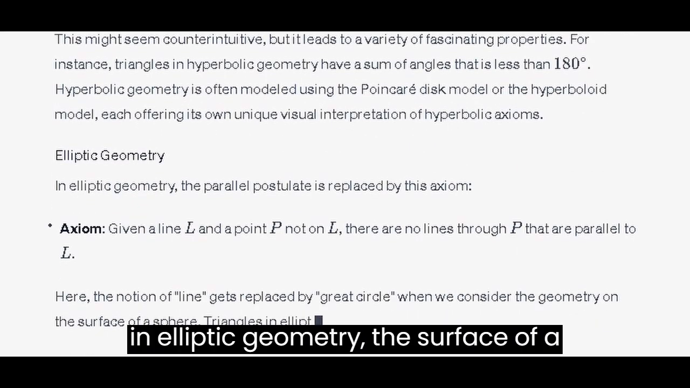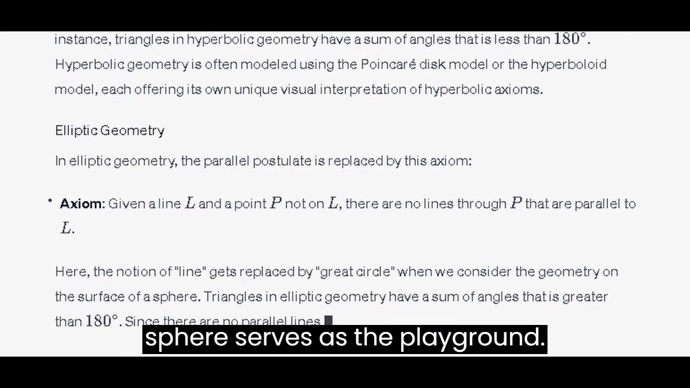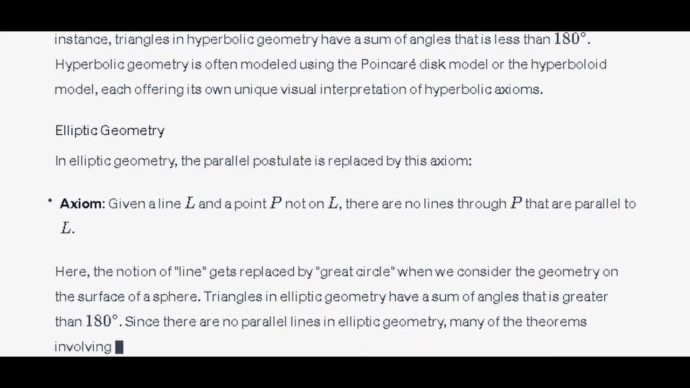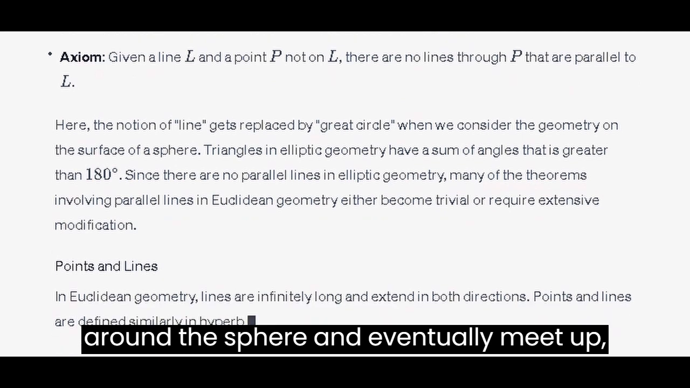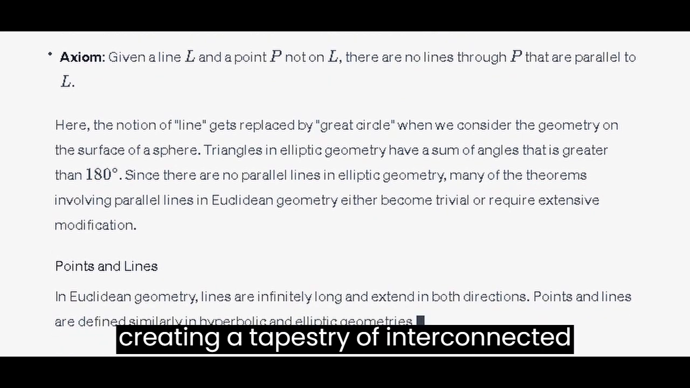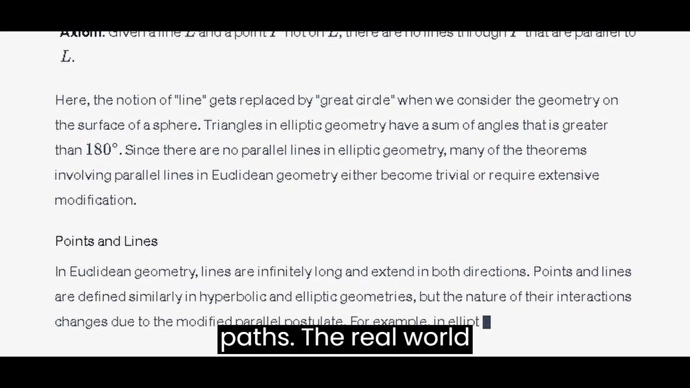Meanwhile, in elliptic geometry, the surface of a sphere serves as the playground. Geodesics, the curved lines here, weave around the sphere and eventually meet up, creating a tapestry of interconnected paths.